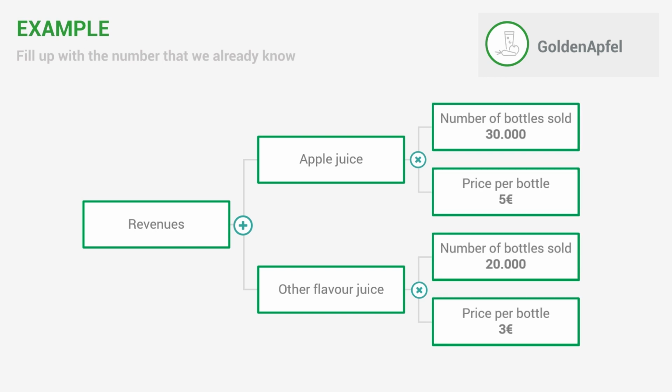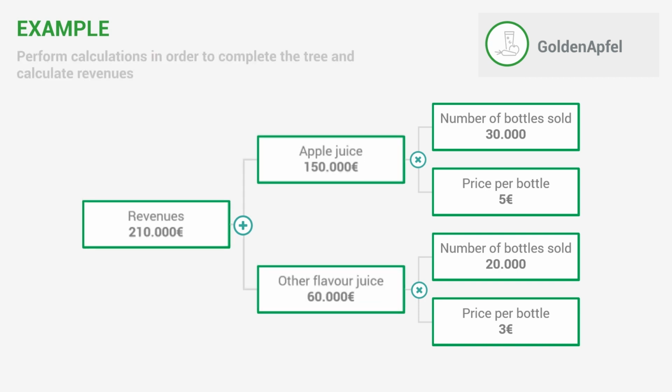It is easy now to start filling up this tree with the numbers that we already know. Recalling the text of the problem, we read that during the year, 30,000 bottles of apple juice and 20,000 bottles of other flavors were sold. Each bottle of apple juice was sold for €5, whilst other flavors were sold for €3. Now we can perform the calculations to complete the tree and calculate the total revenue. 30,000 bottles of apple juice sold times €5 per bottle equals €150,000. 20,000 bottles of other juices sold times €3 per bottle equals €60,000. €150,000 plus €60,000 equals €210,000, which is the total revenue of Golden Apfel.